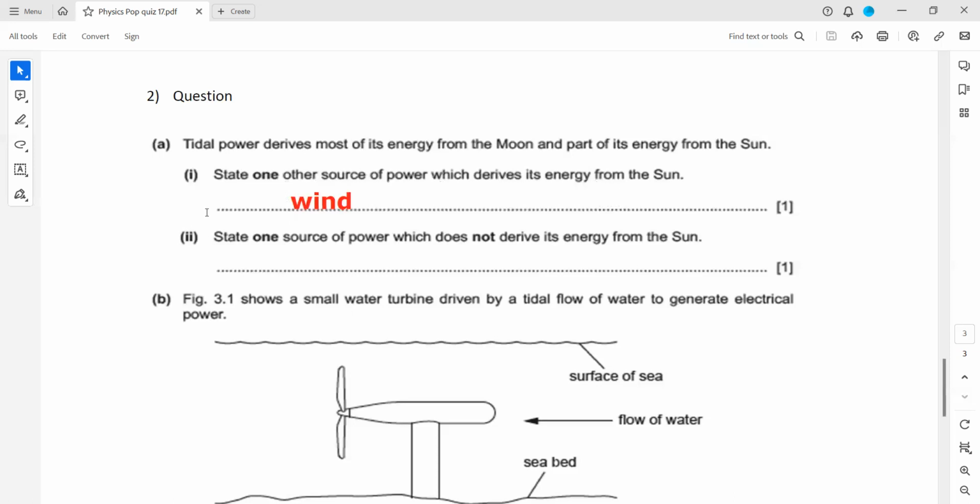State one source of power which does not derive its energy from the sun. So what does not derive from the sun? So two of them are there. One is nuclear, because tidal is already mentioned. So we can mention nuclear energy, or we can also mention geothermal, the energy from the hot rocks of earth's core. That is geothermal energy.